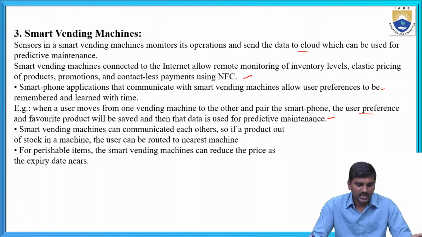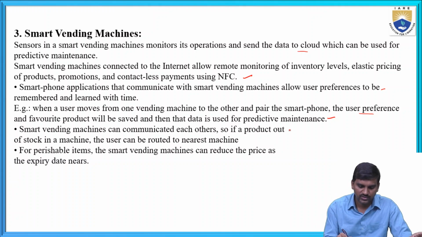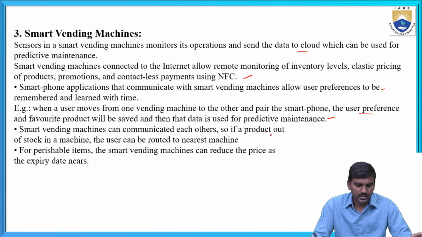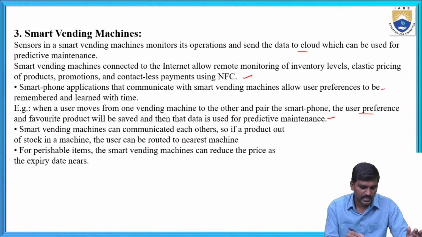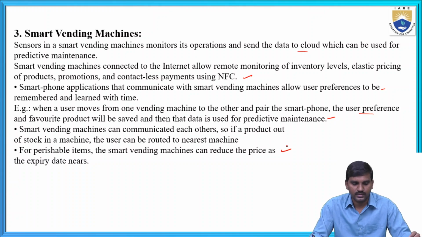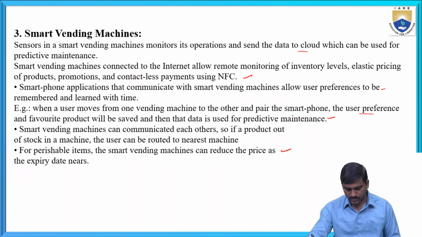Smart vending machines can communicate with each other. So if a product is out of stock in a machine, the user can be routed to the nearest machine. For perishable items, smart vending machines can reduce the price if the expiry date is near. So this is about the specifications of smart vending machines.